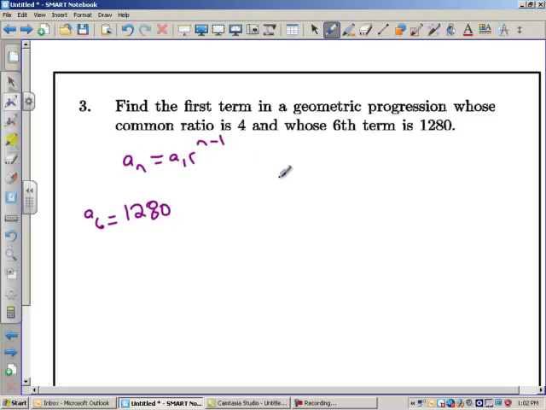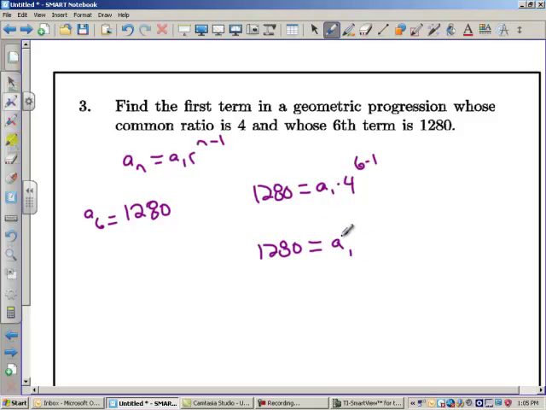So let's plug this in. 1,280 equals, we want to find the first term, so I'm going to leave that as a sub 1. And we know the common ratio is 4, so I'm going to put a 4 here. And what goes up here is n. The sixth term is 1,280, so this is the sixth term, so we put a 6 up there.